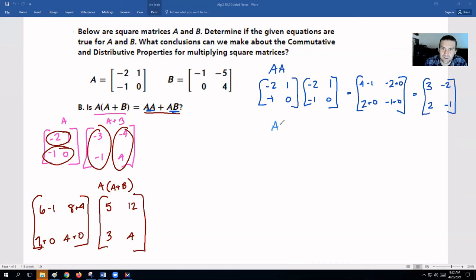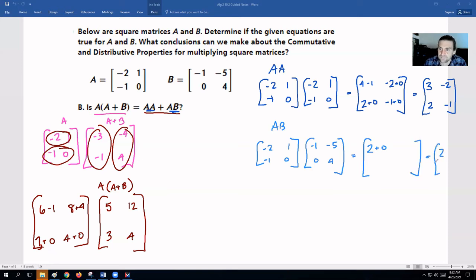All right, let's do A times B. So -2, 1, -1, 0, and we would have B is -1, -5, 0, 4. All right, -2 times -1 is 2. 1 times 0 is 0. All right, next, -2 times, oh, we should probably get that answer. That'd be 2. All right, -1 times -5 is 10. 1 times 4 is 4, and that would be 14.